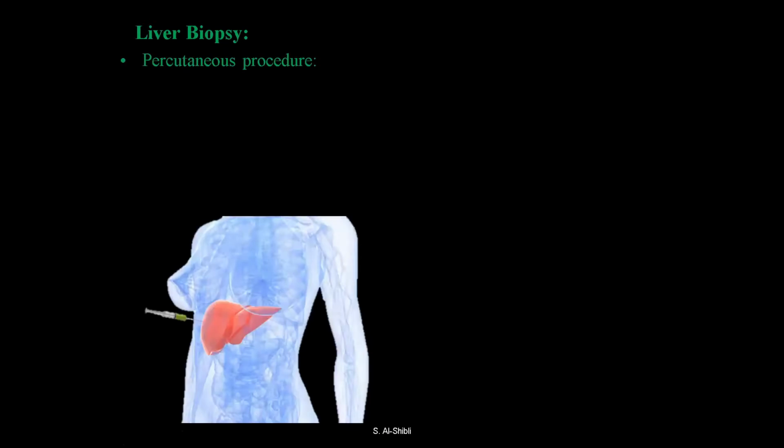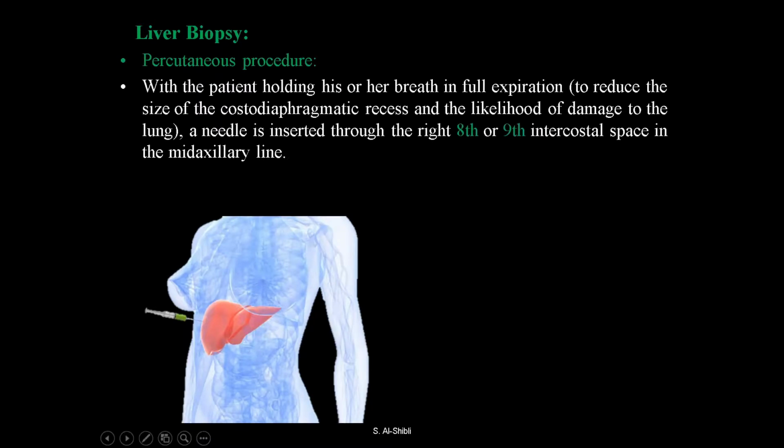Another thing is how to take a biopsy from the liver. We usually have two procedures. We have the percutaneous procedure, where you insert your needle, with the patient in full expiration. Why? To reduce the size of the costodiaphragmatic recess and the likelihood of damage to the lung. So, full expiration.